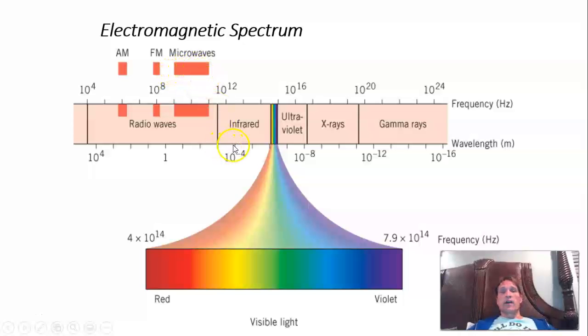If you jiggle the electrons even faster, you get infrared light, and then visible and UV, and X-rays and gamma rays. So all of these different wavelengths, all these different parts of the spectrum, all correspond to oscillating electric and magnetic fields. They just have different wavelengths and different frequencies.